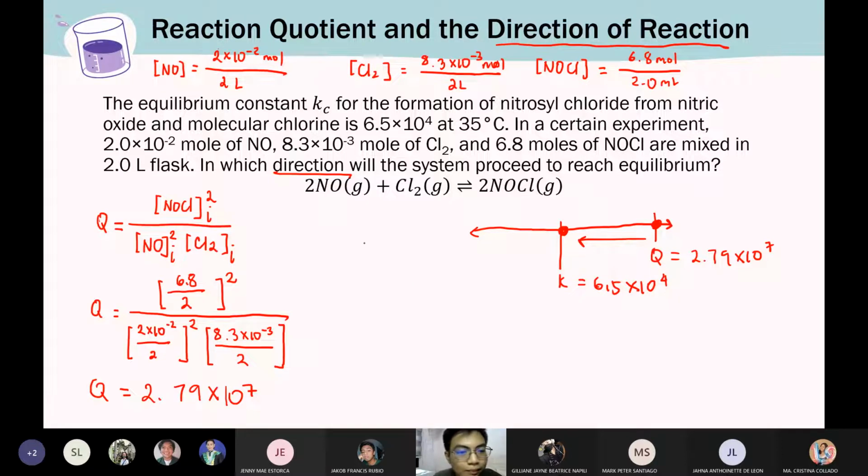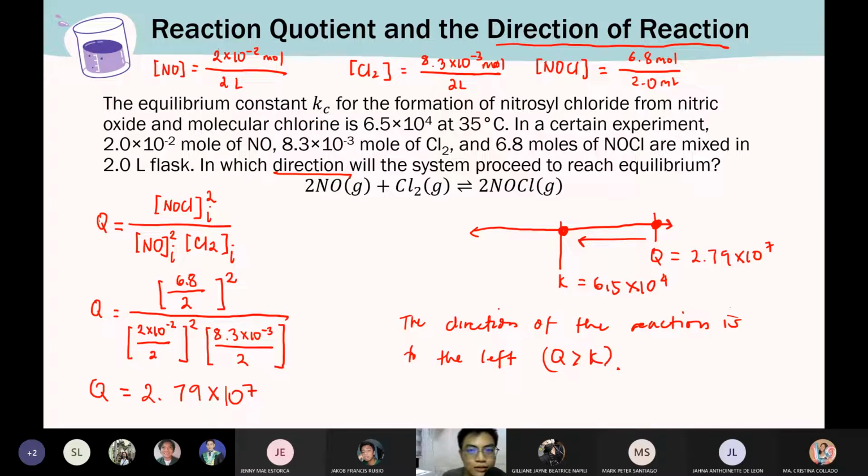So, yun na yung sagot natin. The direction of the reaction is to the left, because Q is greater than K. Okay? So, ganun lang. Nasagutan nyo ba to last time? Di ba sabi ko sa inyo, try nyo to? Okay, nasagutan naman. So did you get the same answer then? To the left. Okay, ayan, so good.